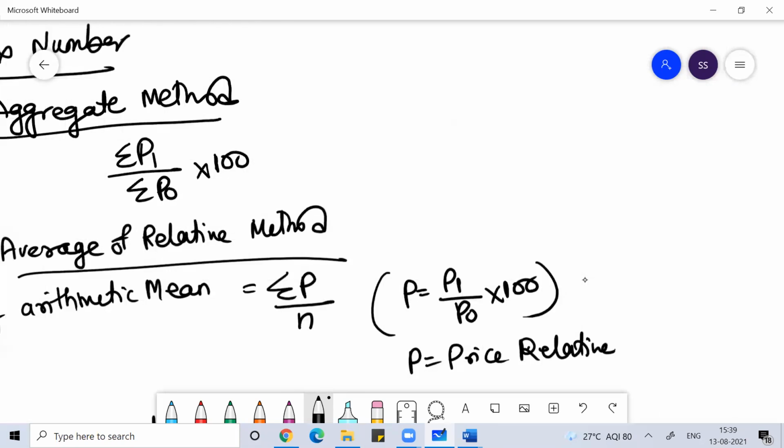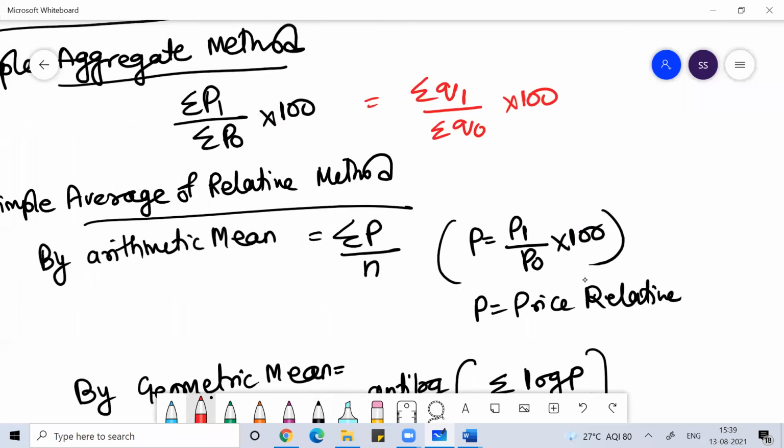If you follow the quantity index number, then your formula would have been sum of Q1 by sum of Q naught into 100, the simple aggregate. And for the simple average of relative method by arithmetic mean, this would be sum of Q by N, where Q is equal to Q1 by Q naught into 100.